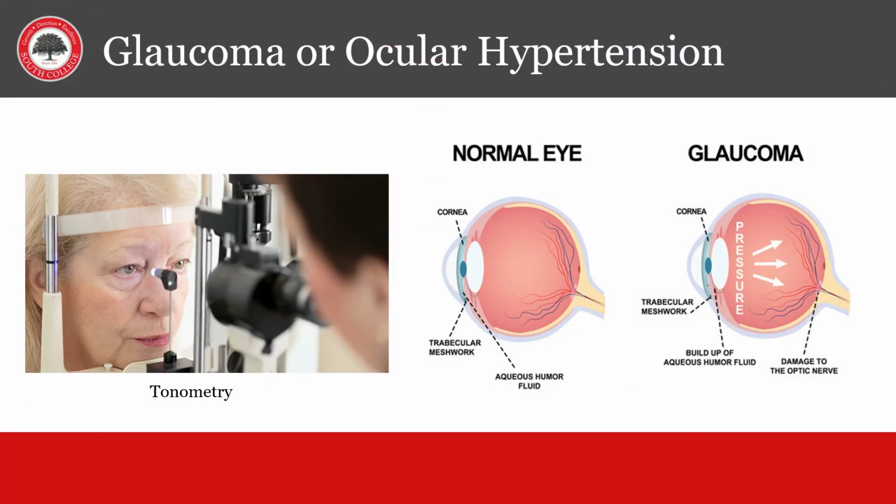Glaucoma or ocular hypertension is increased pressure of the eyes. This can be measured by a device called a tonometer. If untreated, these patients can go blind.